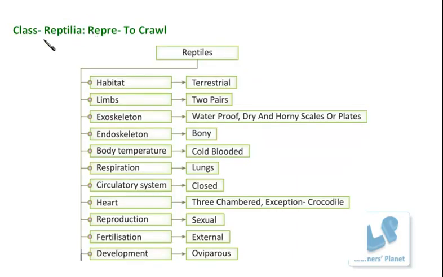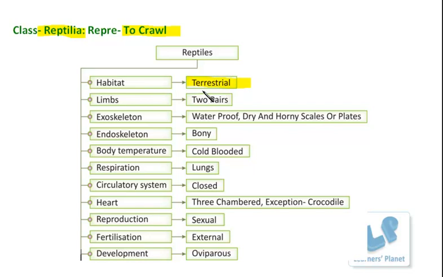So students, this name, Reptilia, has been derived from the word Repre, and Repre means to crawl or to creep. So this class includes all those organisms which are able to creep over the land or the walls or the trees and so on. So these creeping creatures belong to the group Reptilia. These organisms are terrestrial. That means the habitat is terrestrial.